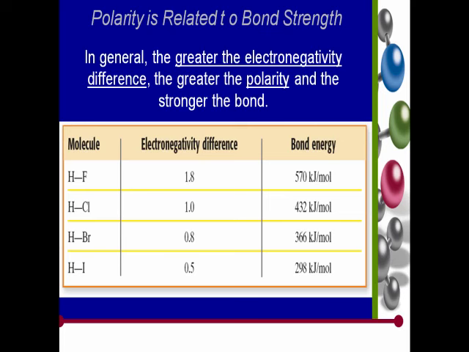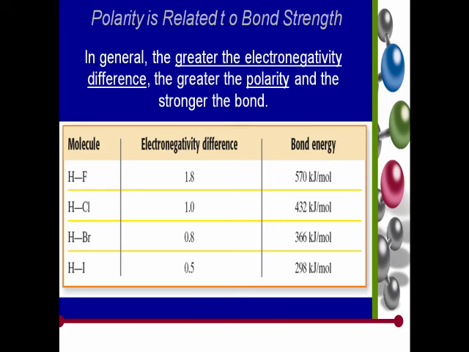Also, please remember that electronegativity difference is always positive. So in this case, how they derived the 1.8 is they took the electronegativity value of fluorine minus the electronegativity value of hydrogen. So 4 minus 2.2 is 1.8.